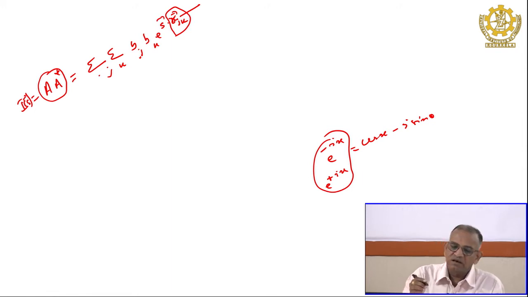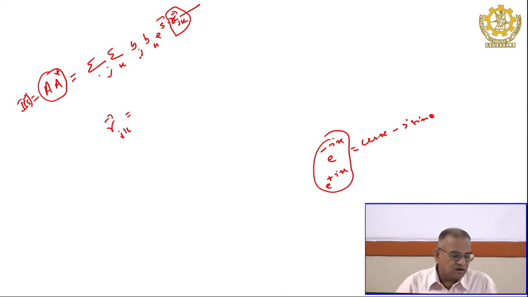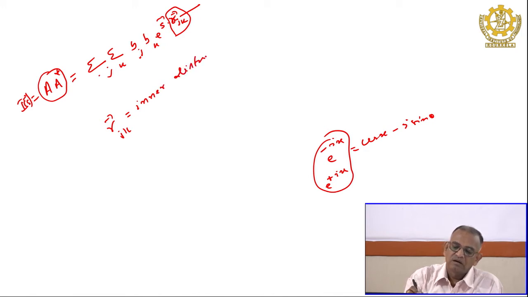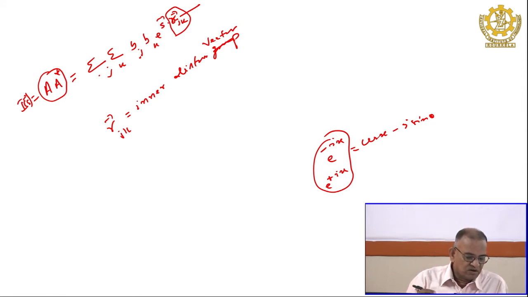So, now what is this r jk? The r jk vector is called the inner distance vector. Inner means within the group. The distance must be from where to where? From j to k, remember, not from k to j. From the jth electron to the kth electron. That is why it is jk. If it were kj, it would just be reversed.